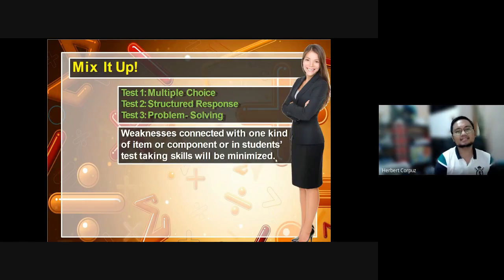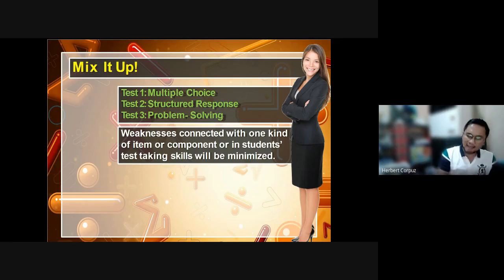Then our test should have a mix of different types. Hindi pwede na puro multiple choice na lang. Hindi rin pwede na puro structured response na lang. Hindi rin pwede na puro problem solving na lang. There should be a mix of the different test types. Because weaknesses connected with one kind of item or component or in student's test taking skills will be minimized. Kasi meron mga estudyante na magagaling sa multiple choice. May mga estudyante na magagaling sa structured response. May mga estudyante na magagaling sa problem solving.